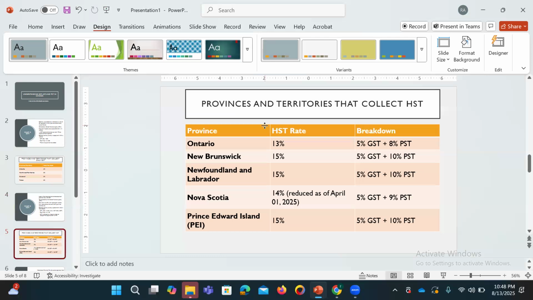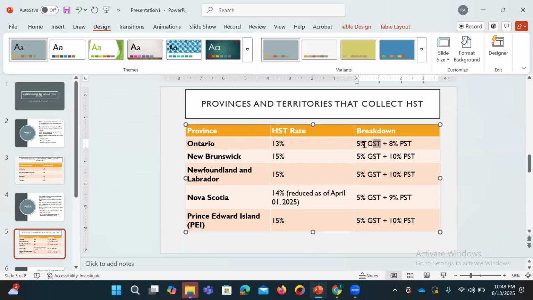There are some provinces that collect HST. Those are 5 provinces in Canada. Number one, Ontario, which collects 5% as the GST rate, and on top of that, it collects an 8% provincial portion, making 13%. New Brunswick similarly collects 15%. 5% is, of course, the GST, and on top of that, it collects 10%.